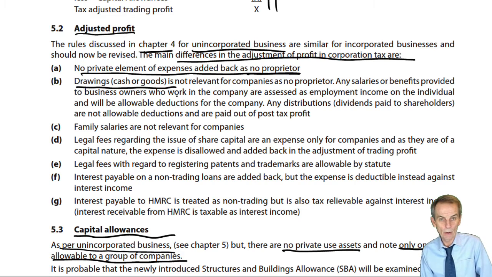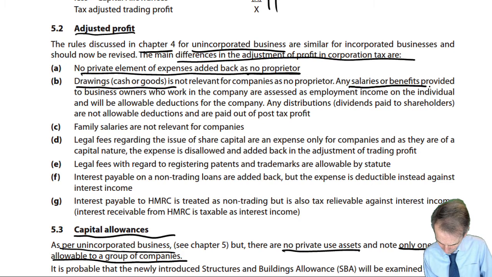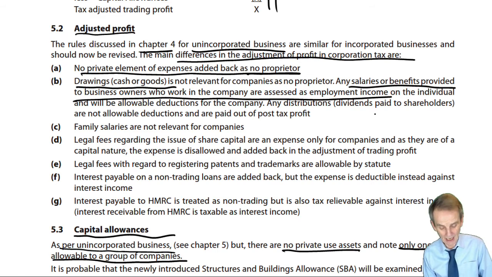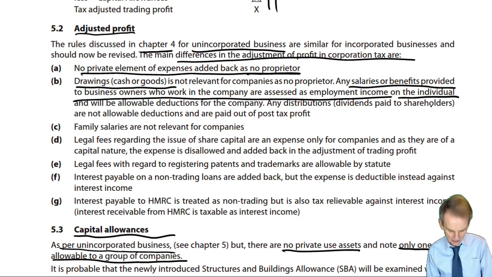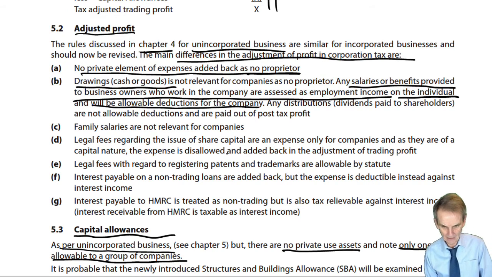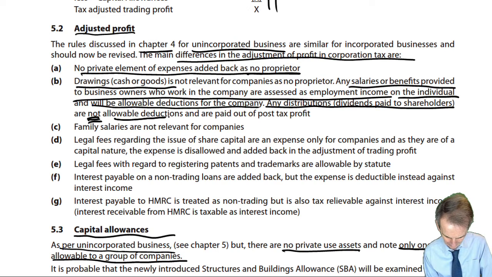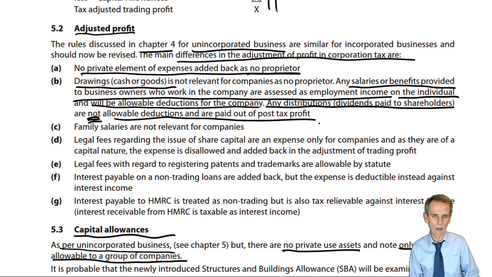If an individual owner of a business, owner of a company, is also an employee, then salaries or benefits provided to business owners who work within the company are assessed, as we've just said, as employment income on the individual. Then such salaries or wages paid to employees of the company will be allowable deductions for the company. Owners, of course, own shares in the company, and on shares may receive dividends. Now, any distributions, i.e. dividends paid to shareholders, are not allowable deductions and are paid out of post-tax profit.